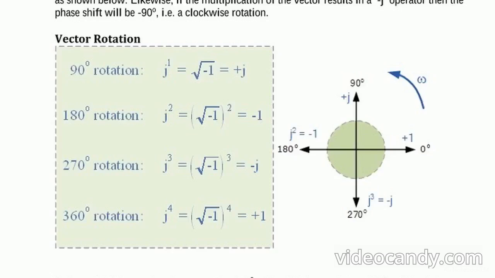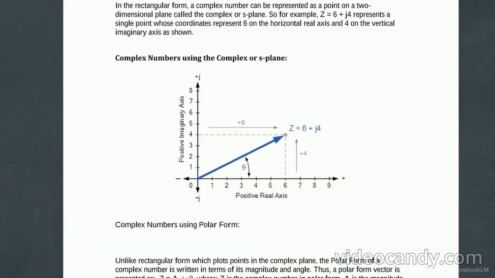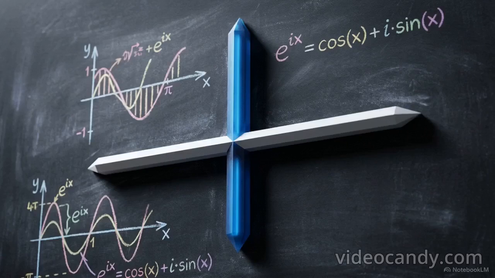In electrical engineering, we use the letter J to avoid confusion with current. But while J represents an imaginary number mathematically, its physical function here is an operator that dictates a specific geometric rotation. Looking at this vector rotation reference, multiplying any vector by J forces a 90-degree counterclockwise rotation. Consequently, multiplying by J squared rotates the vector 180 degrees, perfectly modeling the opposition between inductors and capacitors.